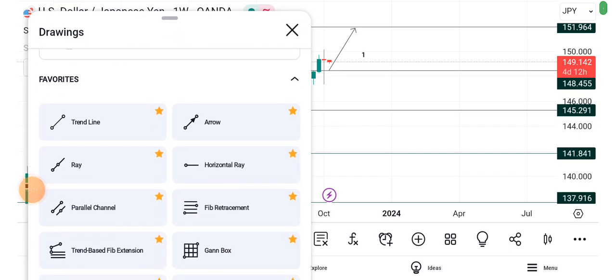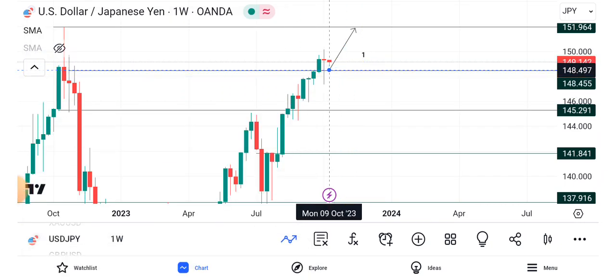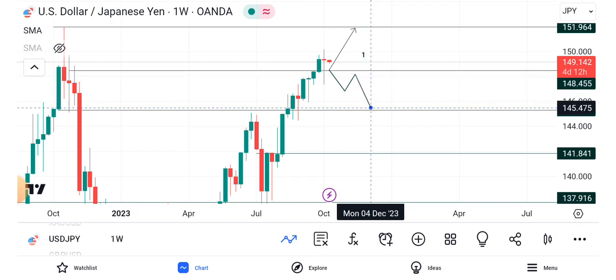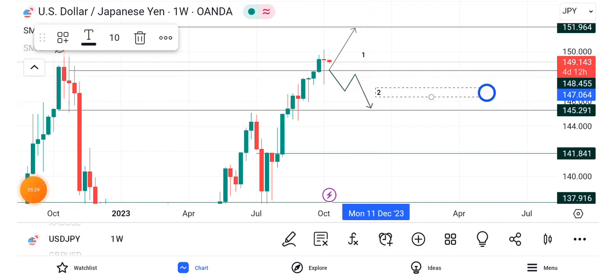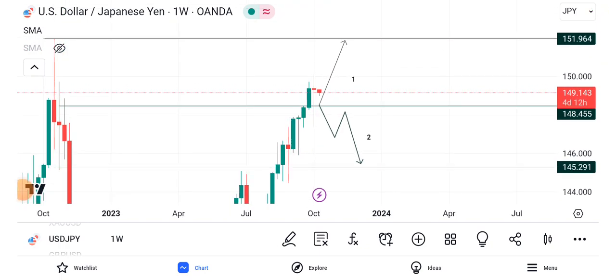Also looking at the market to either do something like this. As it breaks out from that zone, it comes in here, then comes down here, and that is two. So I have two potential zones, and these are areas in the market where I want to take my profits right now.